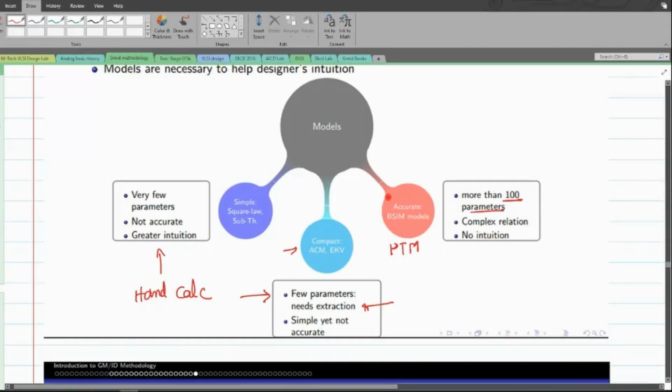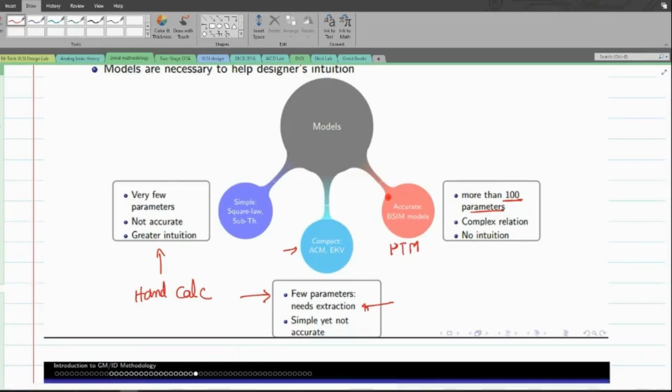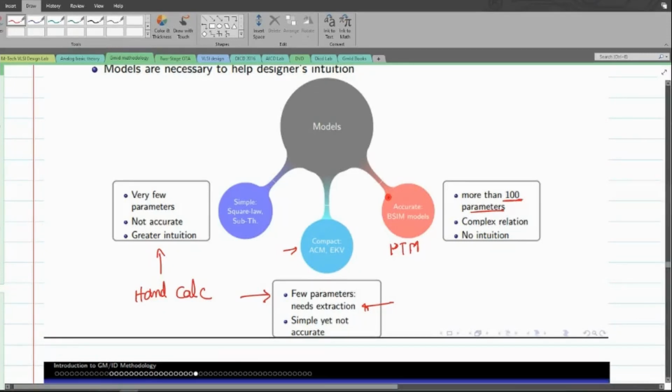As a designer, we do not want this accurate model. What we want is a model that helps us to do hand calculation, and the model is also supposed to be simple enough to show some sort of direction. But when I go to this particular extreme as my requirement, what I'm losing is that the model is not giving us the actual behavior. Whereas on the other extreme, I'm forced to use more than hundreds of parameters.